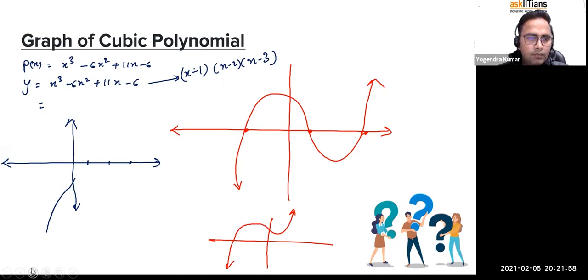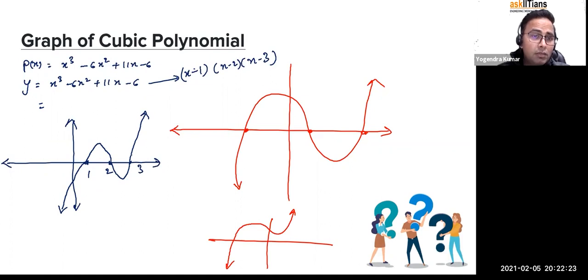Its graph is going to be like this. Okay, it has to be a smooth curve, not a cornered one. So this is what it is: 1, 2, 3.